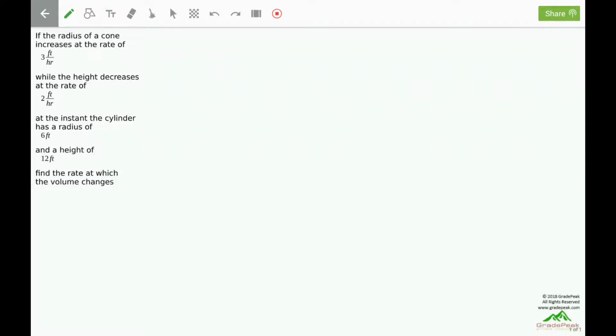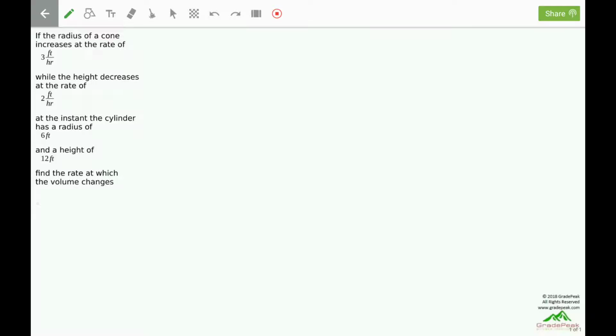If the radius of a cone increases at the rate of 3 feet per hour, while the height decreases at the rate of 2 feet per hour, at the instant the cylinder has a radius of 6 feet and a height of 12 feet, find the rate at which the volume changes. It's best to write down the information given here.